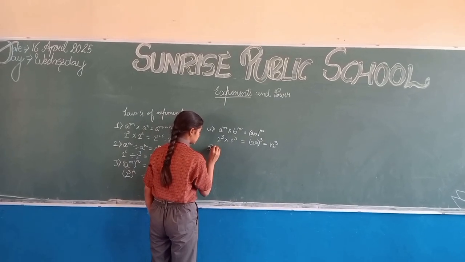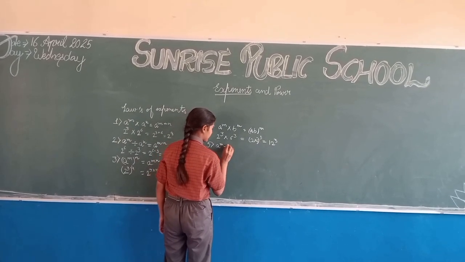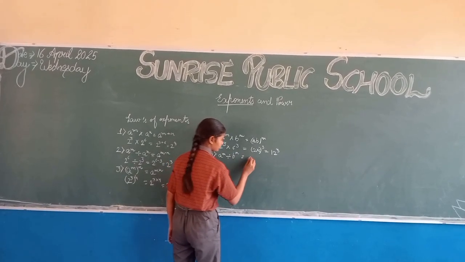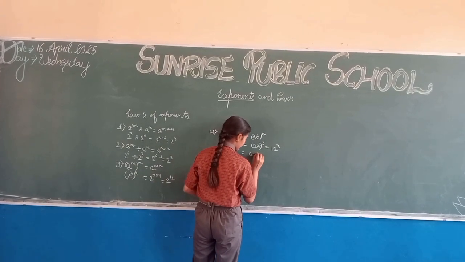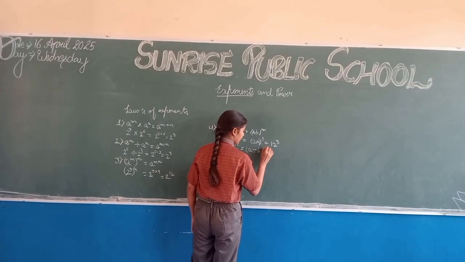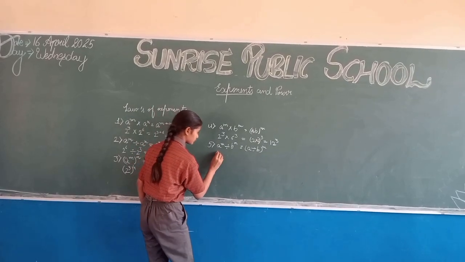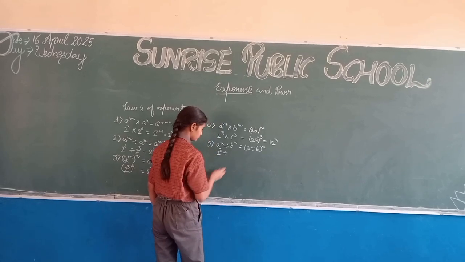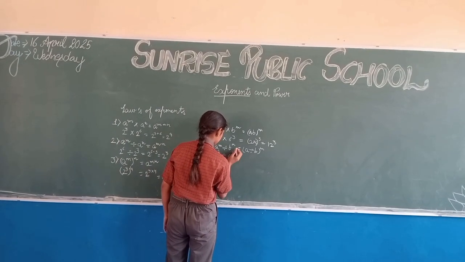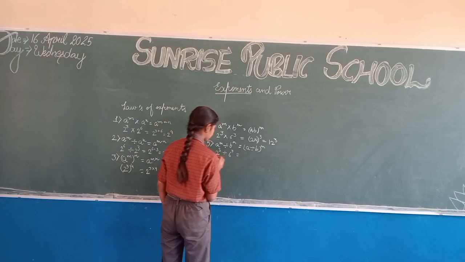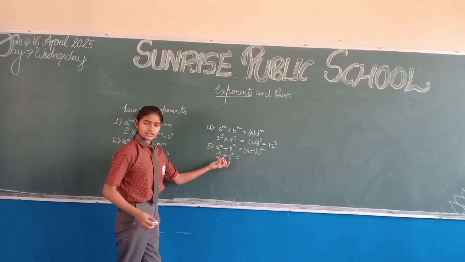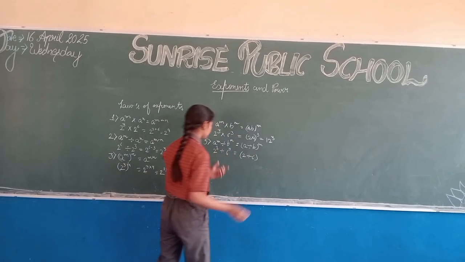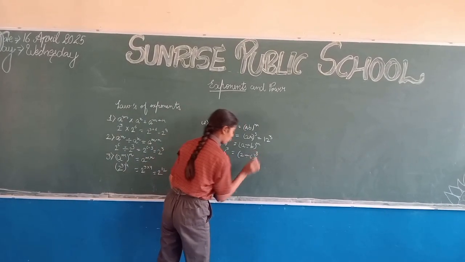Now the fifth law is a raised to power m divided by b raised to power m is equal to a divided by b, whole raised to power m. For example, 2 raised to power 3 divided by 6 raised to power 3: here again the power is common, so we will divide the bases. The base is 2 divided by 6 and the power stays common.